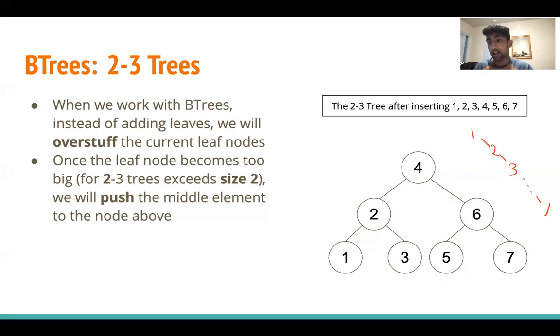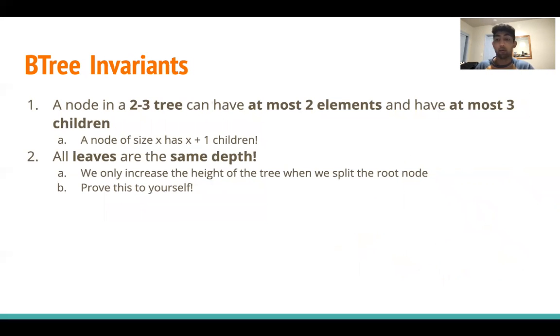But before we move on to a better solution, I want to talk about two main takeaways for B-trees, 2-3 trees more specifically. When we have a node in a 2-3 tree, it can have at most 2 elements and at most 3 children, okay? And the second invariant is that all leaves are the same depth.